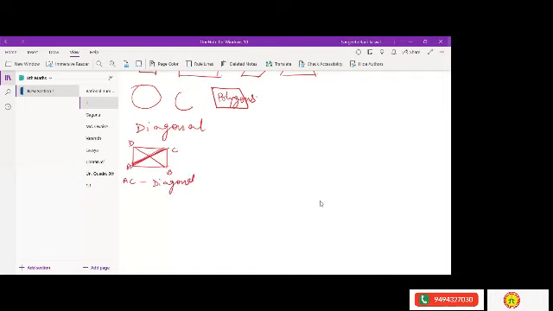These are some basic terms which are used in these figures, right? BD is also a diagonal of this.